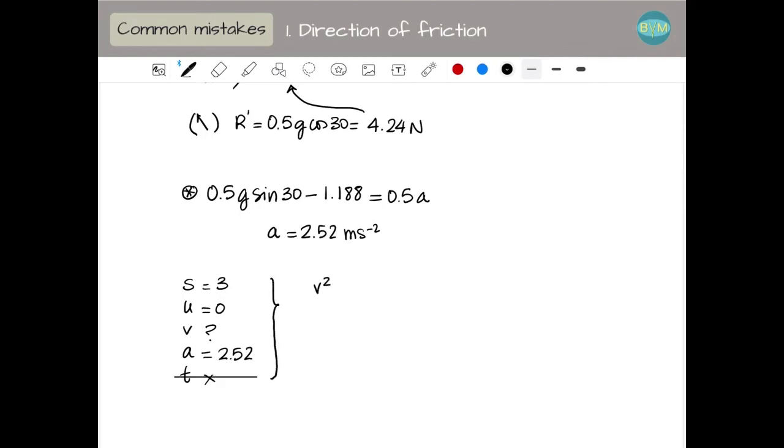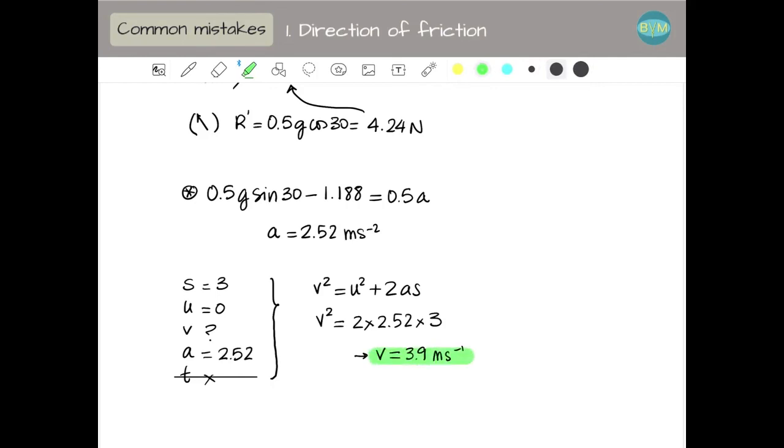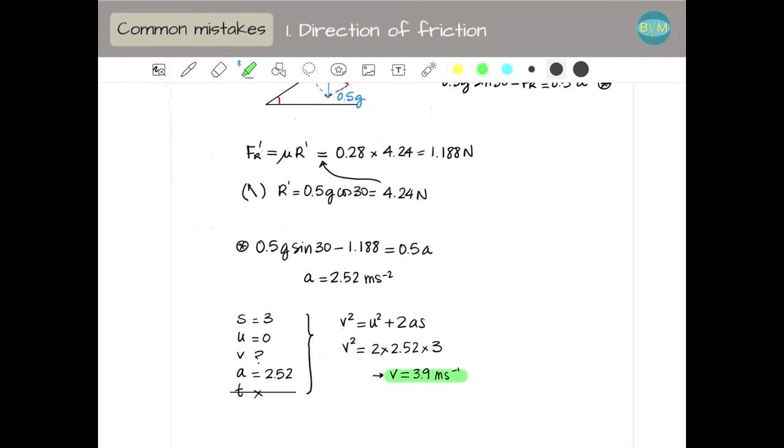That is this one. v squared is u squared plus 2as. So v squared is what I'm trying to find. u is 0, so the first term is 0, and then I have 2 times 2.5 times s, which is 3. I get the positive value, and this is 3.9 meters per second, which is what they ask. This is not an uncommon question, so you are mixing forces and SUVAT equations the minute that you have your acceleration, right?